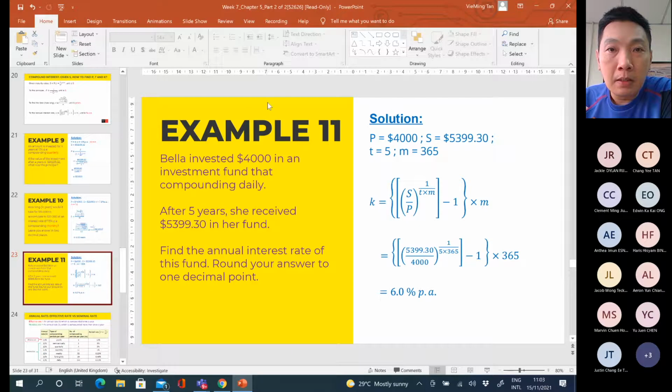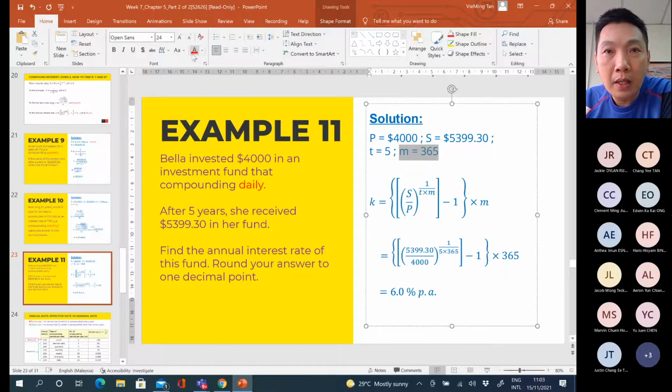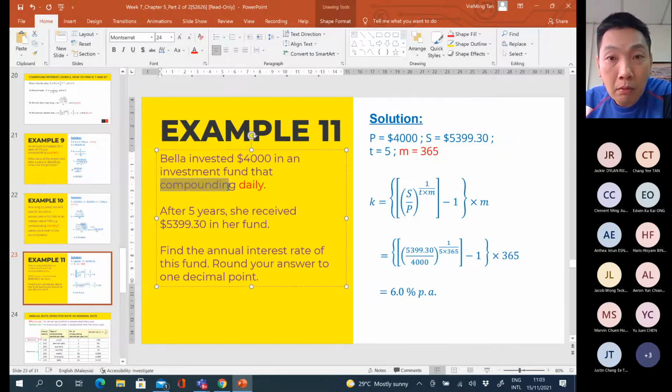Bella invested 4,000. So that means this is the P. Okay. In an investment fund that compound daily. That means M is equal to 365. And this question, we need to use the compound interest calculation, no longer simple interest, okay? Because of this word, compound. And this is the keyword, compound, okay?